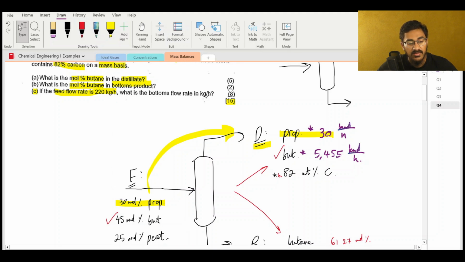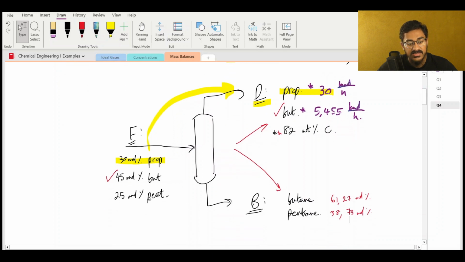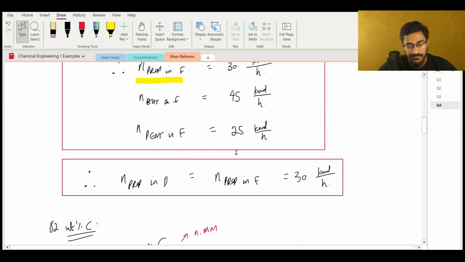So if I can get the number of moles in this mixture, then I can just say, all right, the number of moles of pentane entering in F is equal to the number of moles of pentane exiting. Boom, we are done. If I'm working with masses, it's going to become a little bit more complex. So let's go ahead and work in our moles.